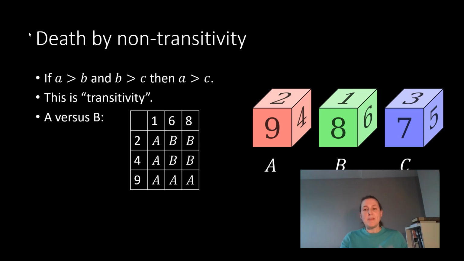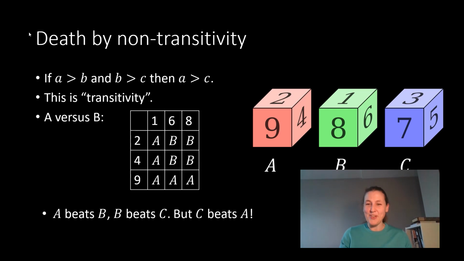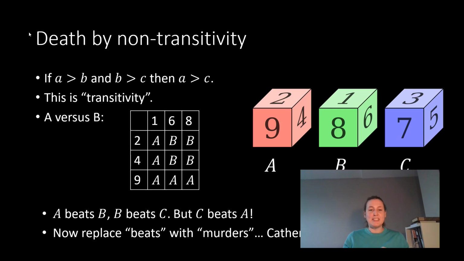So A beats B and B beats C. Therefore, A beats C, right? No. Actually, if you calculate it, you find that C will beat A. So this is a non-transitive set of dice. A beats B, B beats C, but C beats A. So all you have to do now is change the word beats to the word murders, and you get this setup of a series of murders where somehow A murders B, B murders C, but C, who ought to already be dead, somehow still manages to murder A. Think about how that might be done, but Catherine Shaw finds a very elegant way in one of her books.